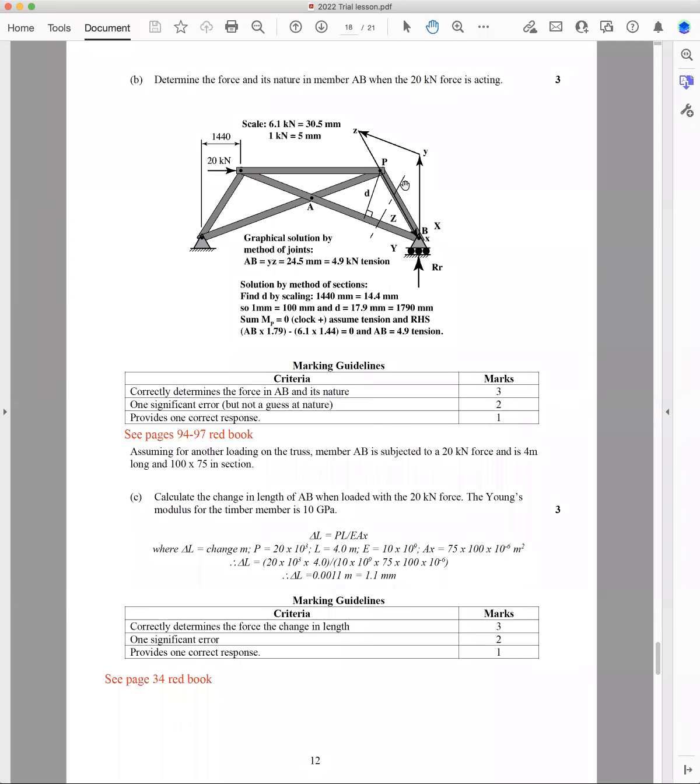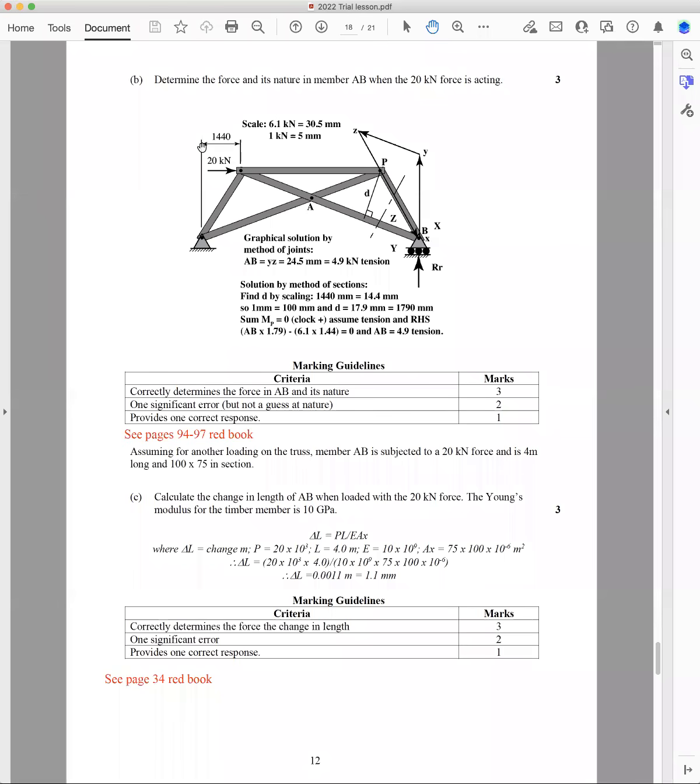The other way you can do it is you can do a section. You can remember you can section 1, 2, or 3 members, but no more than 3. So I'll put a section in here, and finding that distance there is quite involved. Using trig, you've got to find this angle and that angle, and then find that length, which is quite involved. But look, this is a good way of doing it.